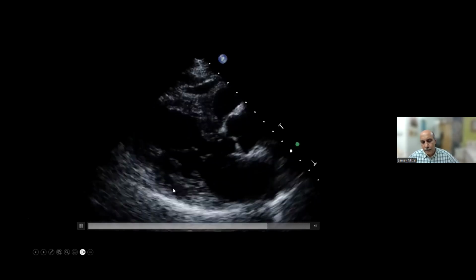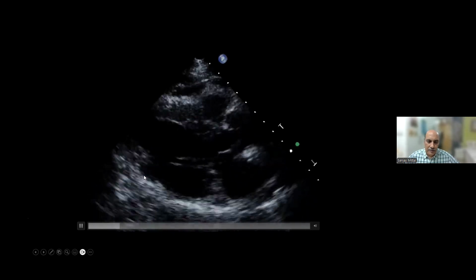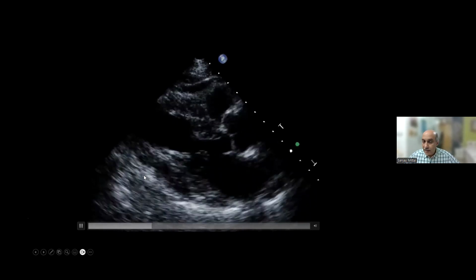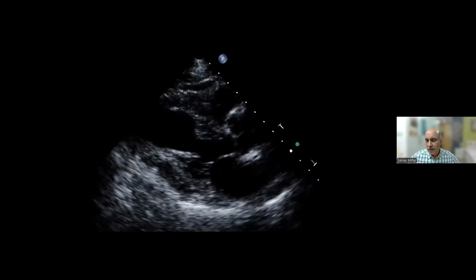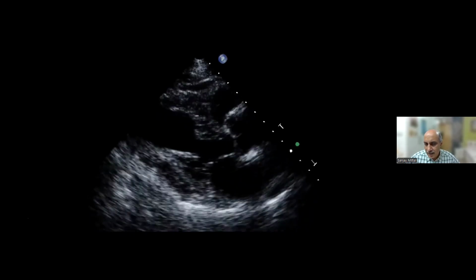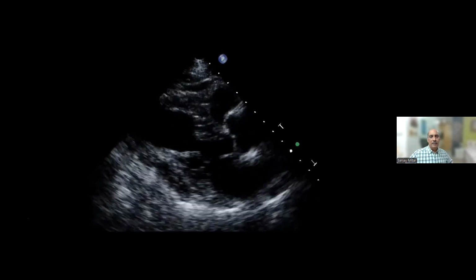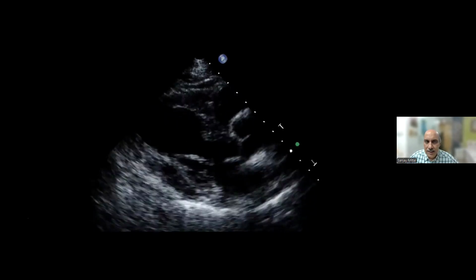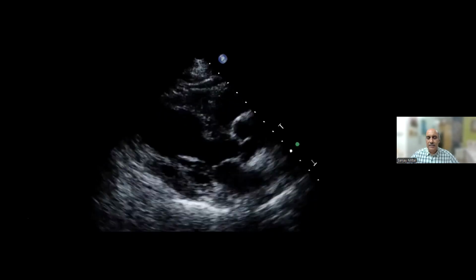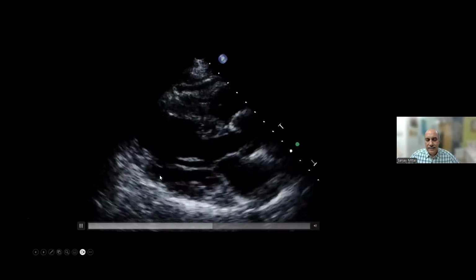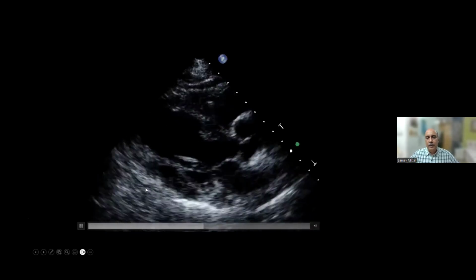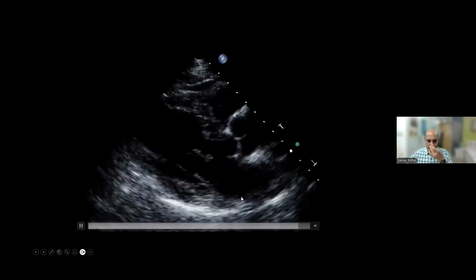The posterior segment is supplied by the left circumflex artery. And which portion of the left circumflex artery? Proximal or distal? I discussed it earlier. Lateral wall is proximal and posterior wall is distal. So at least the distal segment of the circumflex is definitely related to this infarction, right?